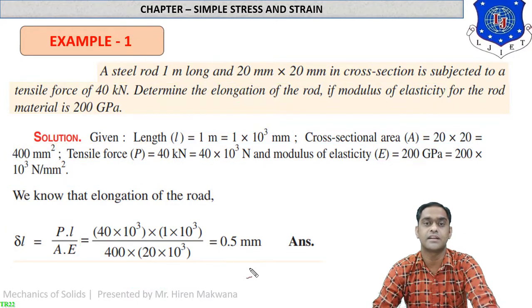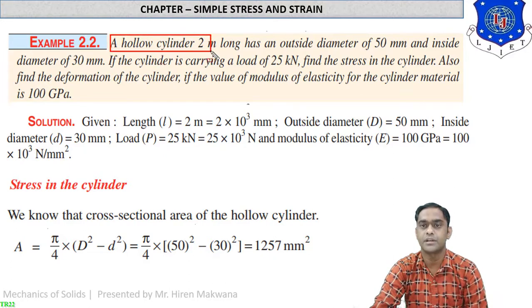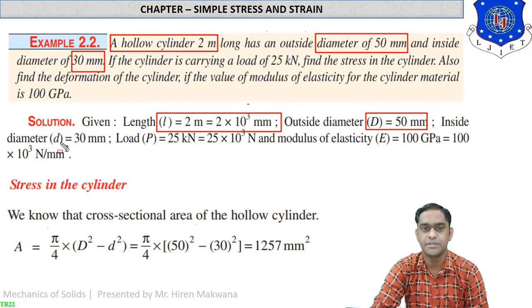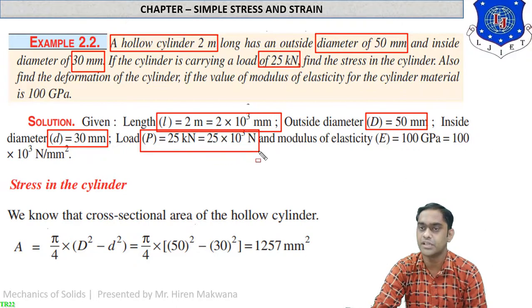Let us see another example. Here it is example number 2. What is given in the data? A hollow cylinder 2 meter long. So 2 meter long means length is equal to 2 meter, 2 into 10 raised to 3 mm. It has an outside diameter of 50 mm and inside diameter of 30 mm. So outside diameter capital D is equal to 50 mm, inside diameter small d is equal to 30 mm. Now, if the cylinder is carrying a load of 25 kilonewton, so load P is equal to 25 into 10 raised to 3 Newton.